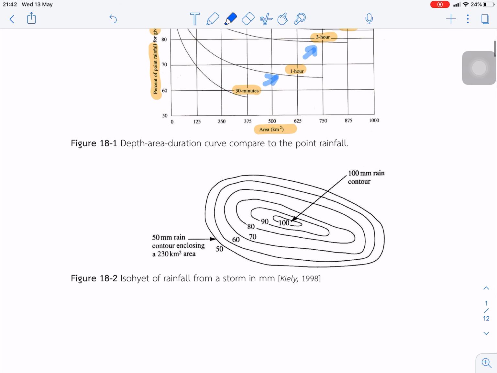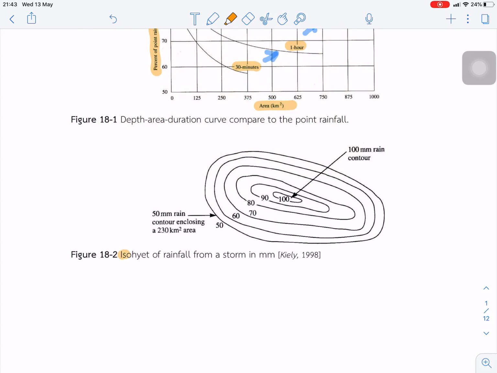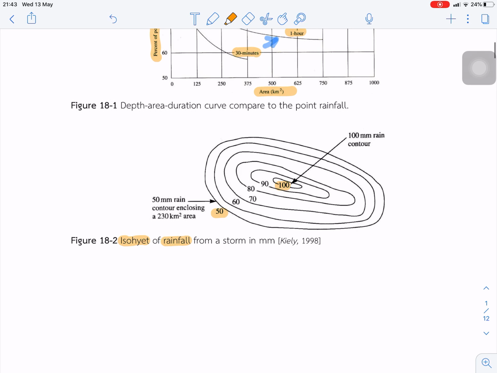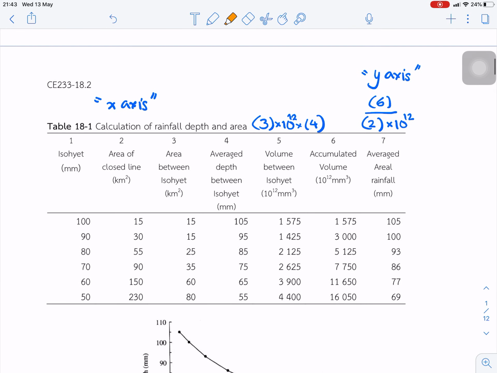If we use observed point rainfall and plot the contour, we call it the isohyet, the contour line of the depth of rainfall, because this line is 100 millimeters and 50 millimeters. It's like the contour line of rainfall depth. From this we can develop the table.